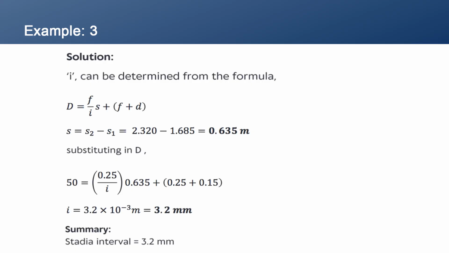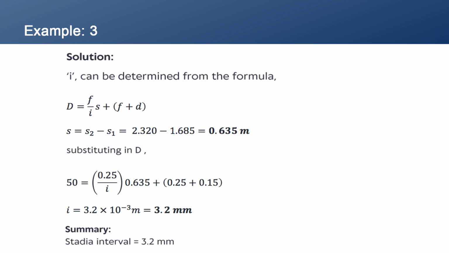The solution is I can be determined from the formula D is equal to F by I into S plus F plus D, which you know. Here we need to determine S. What is S? S is the upper staff reading minus the lower staff reading. That is S is equal to S2 minus S1, which is 2.320 minus 1.685, which gives the value 0.635 meter.